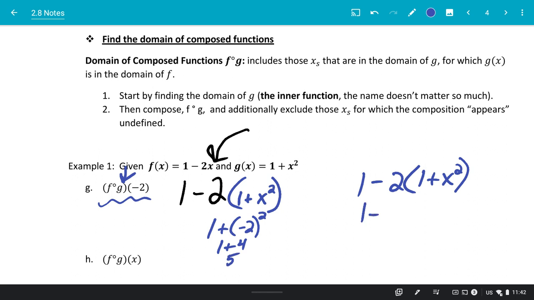So now I have 1 minus 2 times 5. Notice we did the inside function first. Now we're doing the outside function. 1 minus 10, which is negative 9. So the composed function f of g of negative 2 is negative 9.